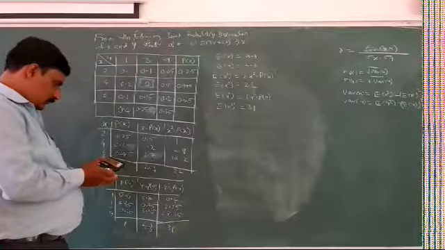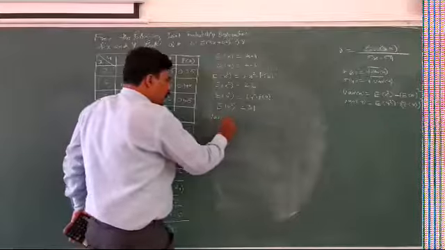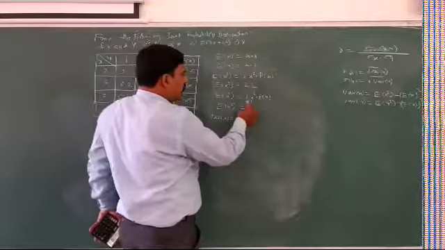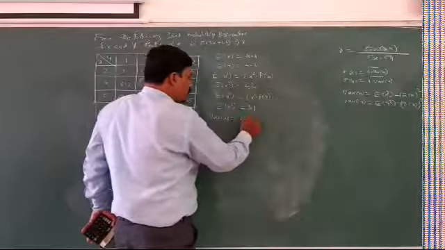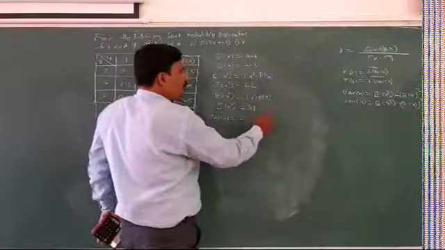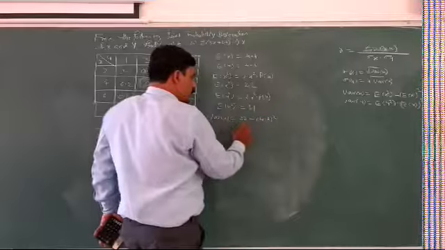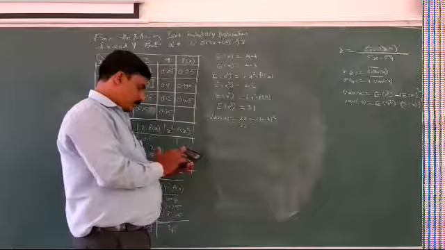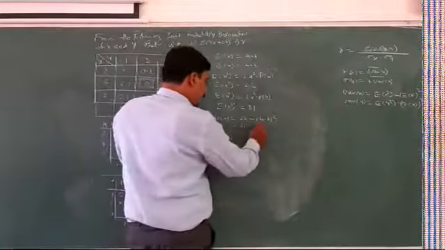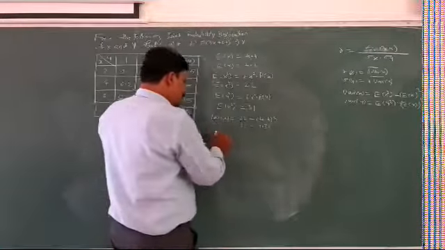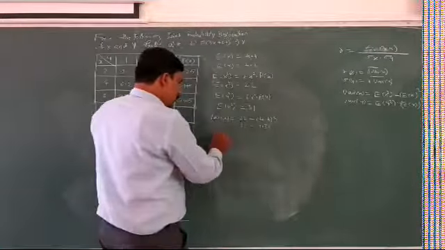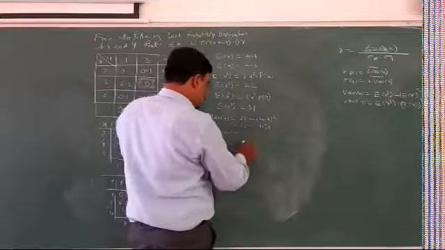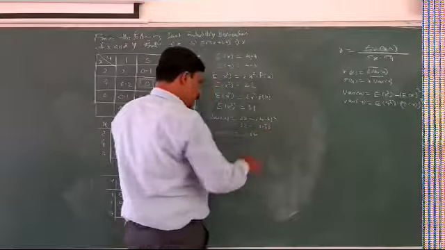Now variance of x. Variance of x is equal to E of x square minus E of x whole square. E of x square is 22, minus 4.4 whole square. So 22 minus 4.4 square is 19.36. So therefore variance of x is equal to 22 minus 19.36, which is 2.64.